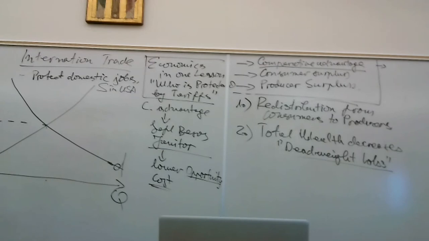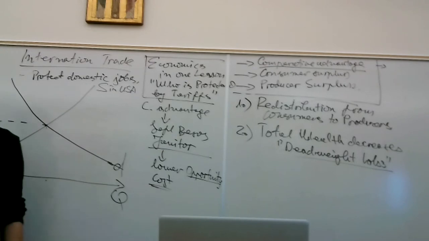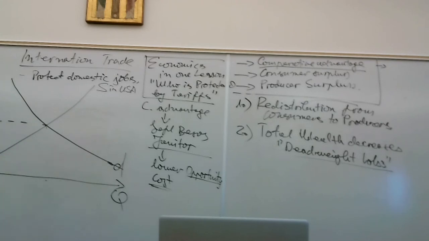So now the question is, if this were the case, what will be the quantity of steel that is bought in America, and how much of that steel would be domestically produced and how much of that steel would be imported from abroad? You'd probably import more. How much more? Can we show that on the graph here?